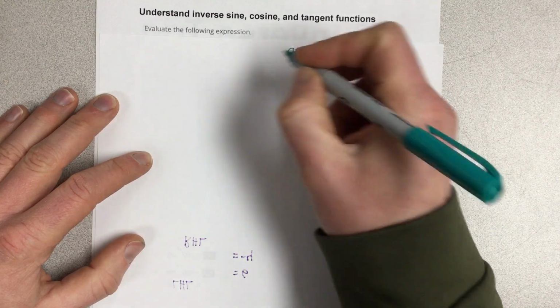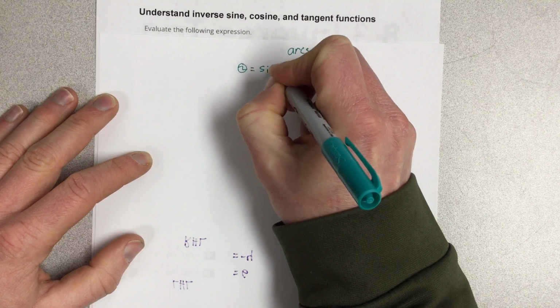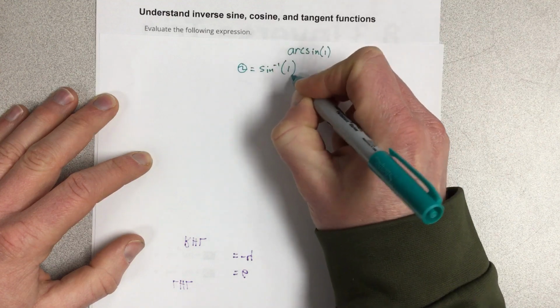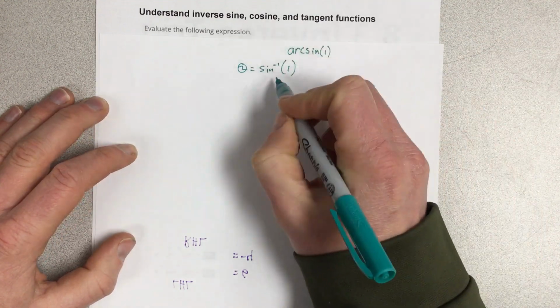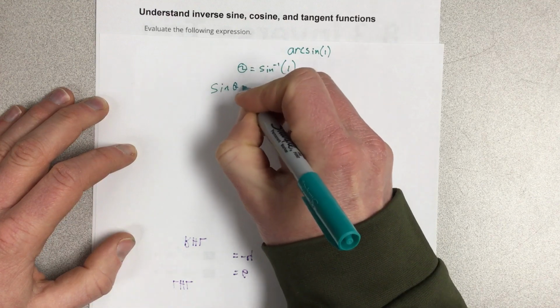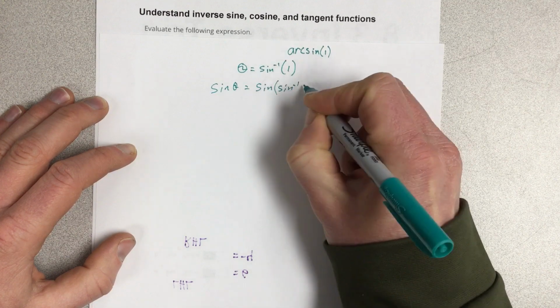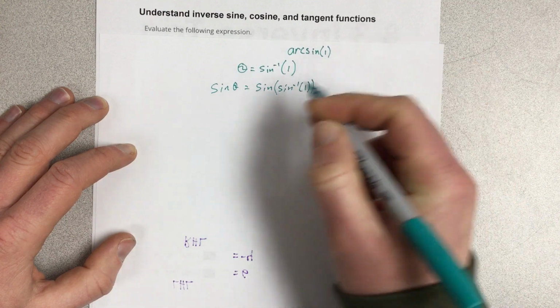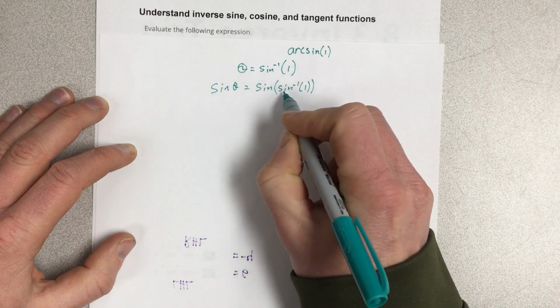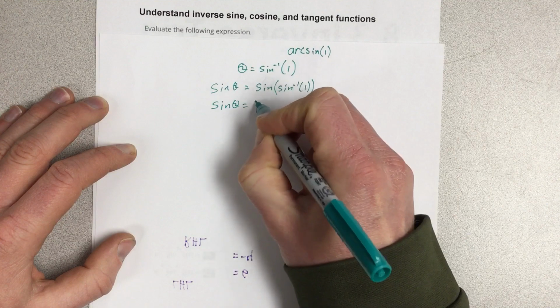So we're going to look at arc sine of 1, and arc sine of 1 is really sine inverse. So you're going to have theta equal to sine inverse of 1. Well, the first thing I'm going to do is take the sine of each side. So I'll have sine theta is equal to sine of sine inverse of 1, which when you take sine of sine inverse, that cancels out. I got sine of theta is equal to 1.